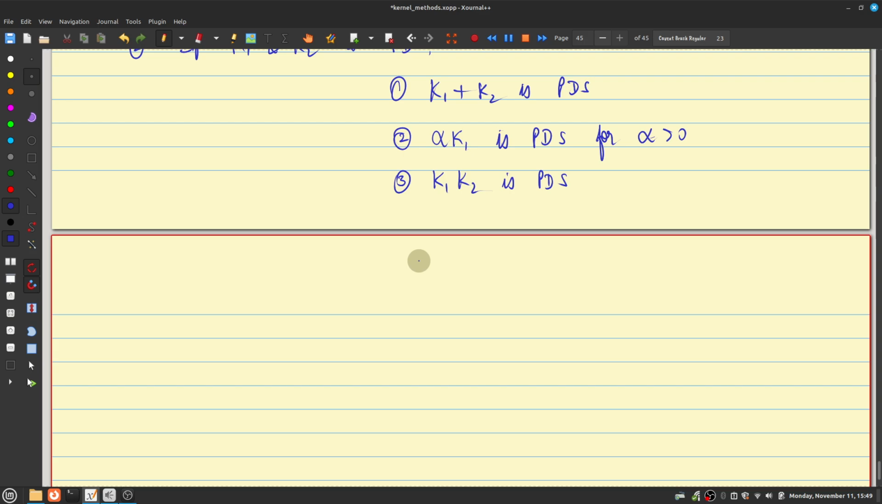Firstly, if it is not PDS, if the corresponding matrix is not positive semi-definite, then it will not correspond to an inner product. Because if it does actually correspond to an inner product, then the Gram matrix must be positive semi-definite. So that's a basic requirement. It's necessary, but at the moment it doesn't seem that it is sufficient for it to correspond to an inner product.